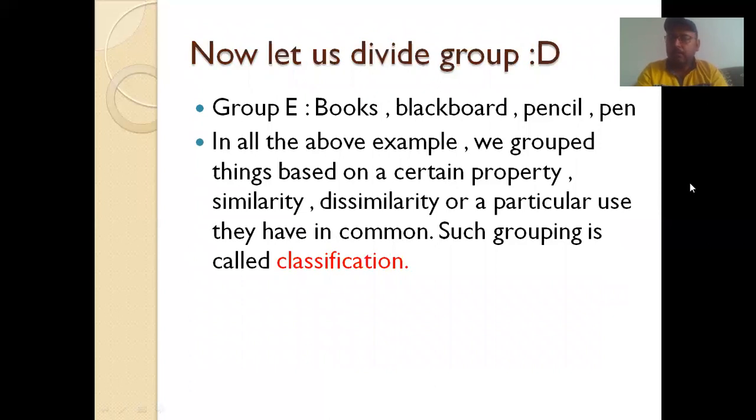So there are a number of methods to classify; we classify the objects according to their properties, according to their utility. In all the above examples, we group things based on a certain property, similarity or dissimilarity, or a particular use they have in common. Such grouping is called classification. So when we sort out things based on their property, similarity or dissimilarity, or their particular use, that is known as classification.